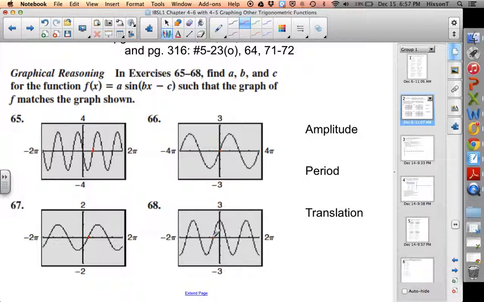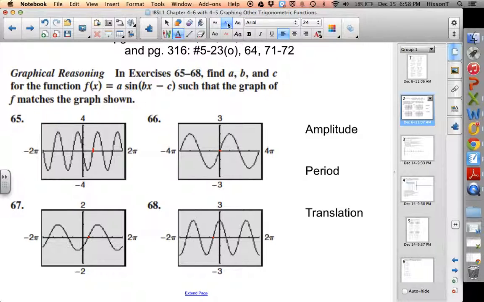Now, obviously this isn't the only way that you could do it. We could have made the starting point here, or we could have put the starting point over here. Or, for example, on 65, if we wanted to put the starting point at the middle and then see it as something that was reflected across the x-axis, we could do that. But for the sake of these examples, I'm going to do it this way.